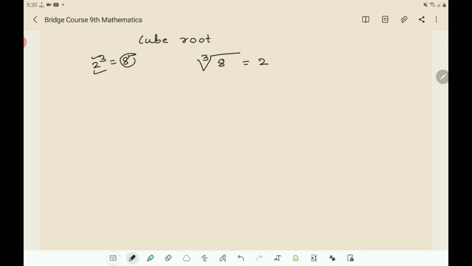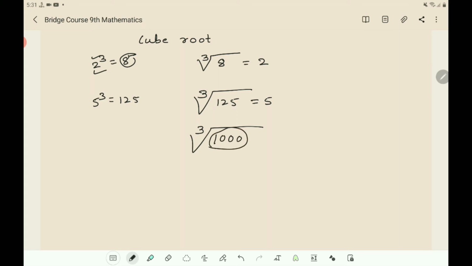Similarly, what is the cube root of 125? You know that 125 is a cube of 5. 5 cube equals 125. Then the cube root of 125 is 5. Then what is the cube root of 1000? 1000 is a cube of which number? 10. Therefore cube root of 1000 is 10.